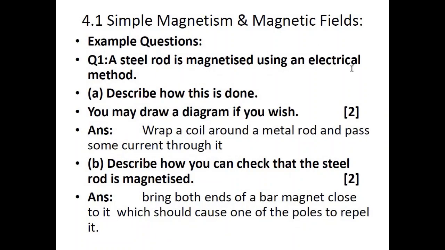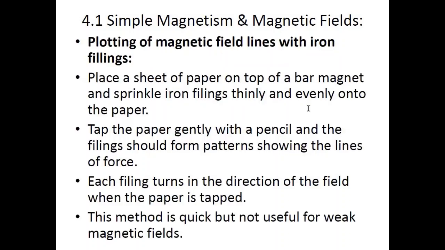Example question. A steel rod is magnetized using an electrical method. Describe how this is done. Well, you may wish to draw a diagram if you wish. You will have to draw a diagram and it should look something like this.